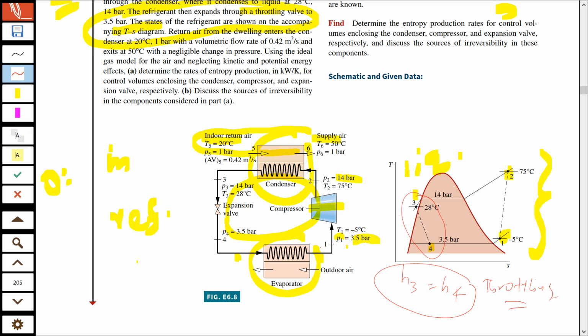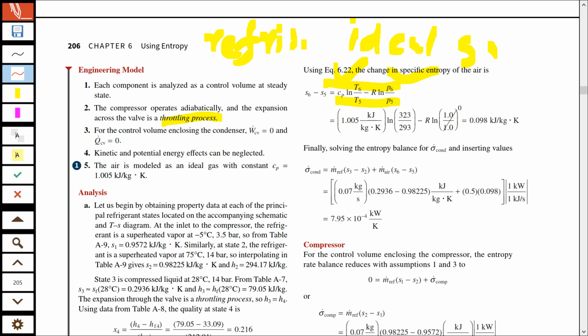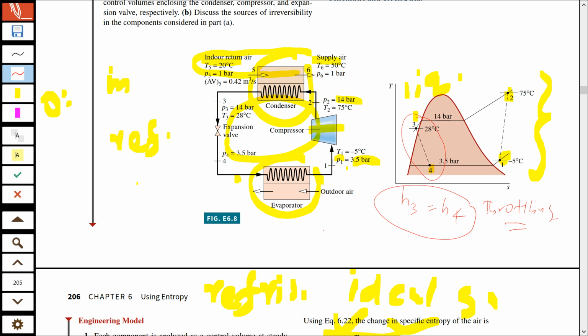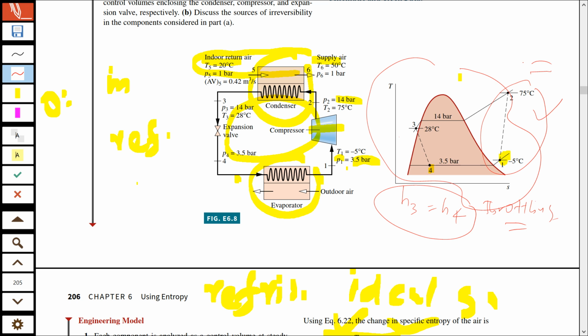I think this is the only thing which will be different from the other examples, and the rest is just an application of the entropy rate balance. And of course, you need to be aware, this is something which you need to improvise yourself. Although this chapter is about entropy, you know that state 1 and state 2 are in superheated vapors. So you know which tables to use. You don't even need to use tables because of the ideal gas. If you assume the refrigerant to be ideal gas, you don't need to use tables. So you use just those equations.